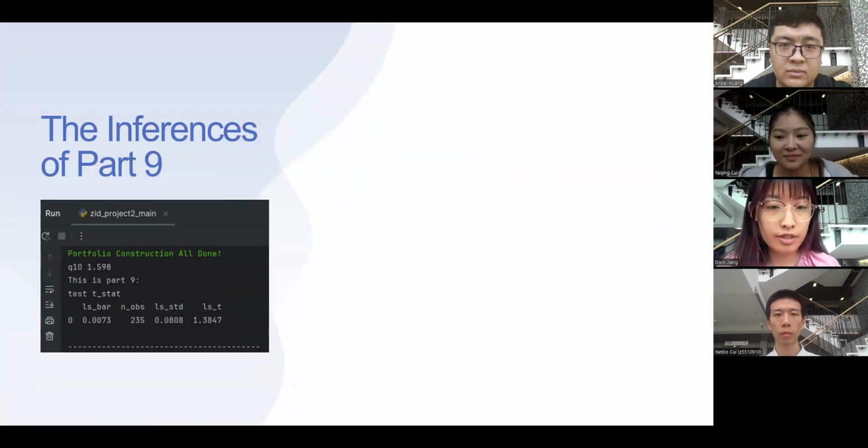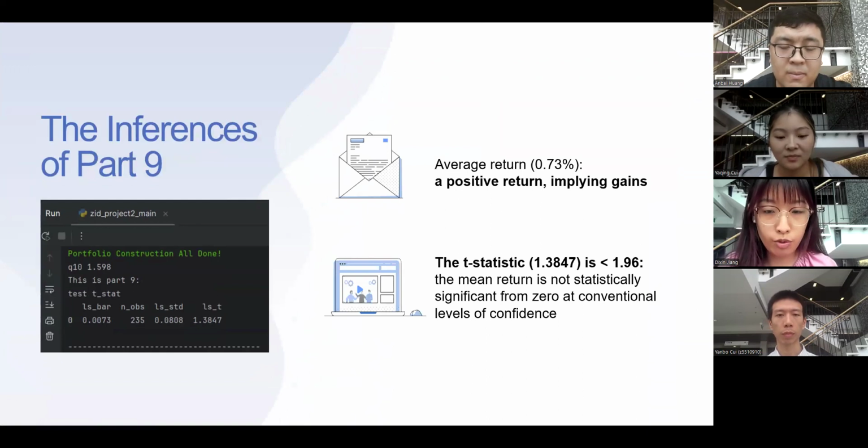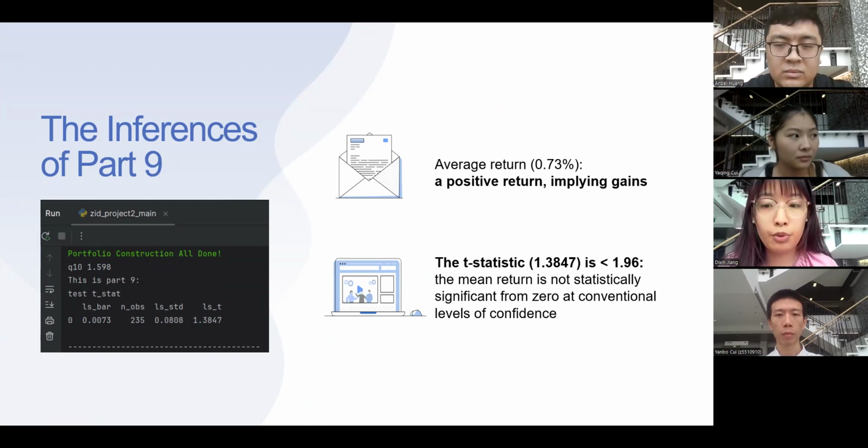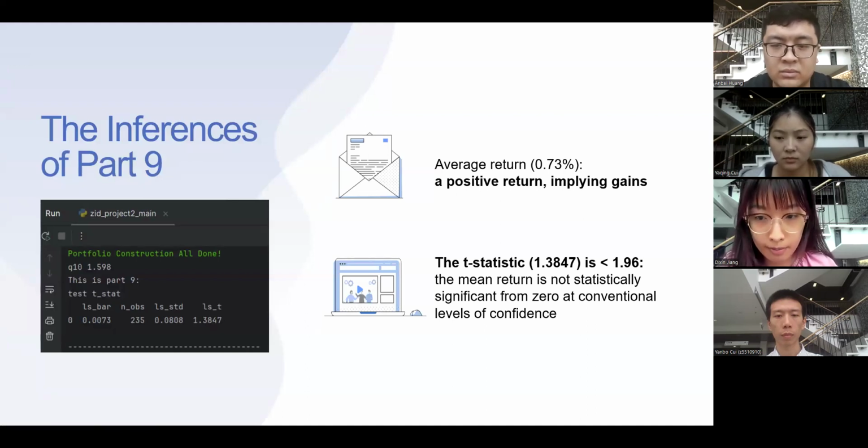Hello everyone, now let's move on to the inferences we draw from the output of part 9. Firstly, average return is 0.77%, which is the average return of the portfolio over the period covered by the 235 observations. This is a positive return implying gains, but without context such as the return of benchmarks in the market, it is difficult to directly assess its performance.